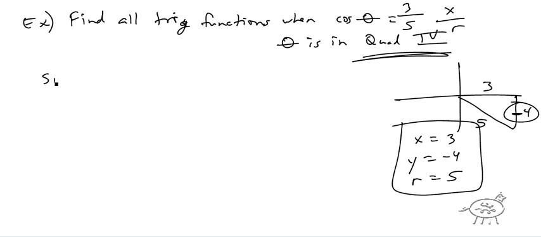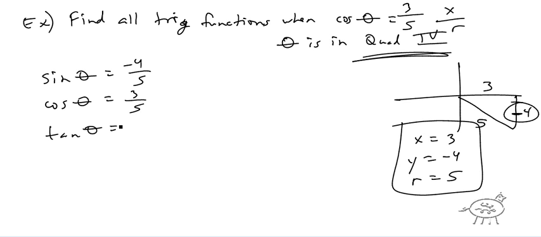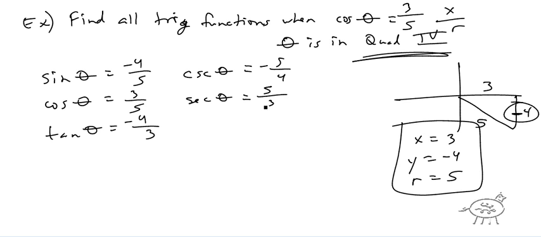Okay, and we know sine of theta is y over r, so it's negative 4/5. Cosine of theta, that's given. That's 3/5. And tangent of theta is y over x, which is negative 4/3. And then these are just reciprocals. So cosecant of theta is negative 5/4. Secant of theta is 5/3. And cotangent of theta is negative 3/4. Wow, that was pretty easy. Sweet. Okay, let's do one more example here.